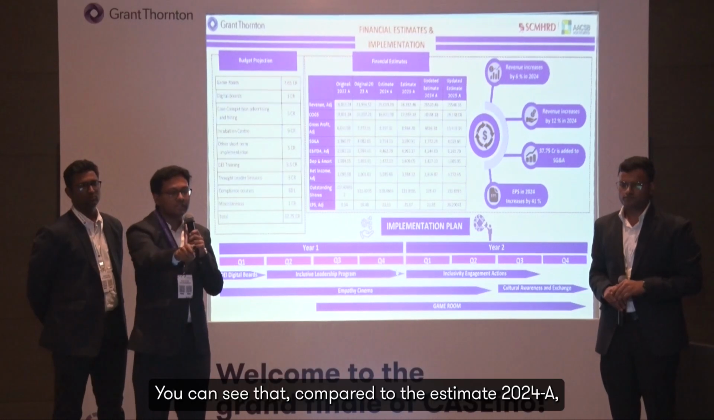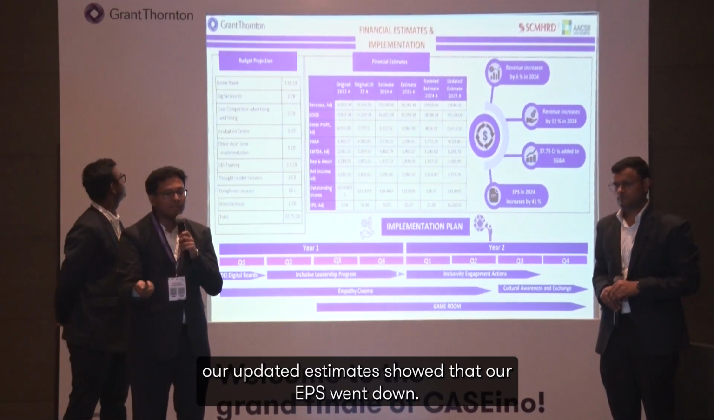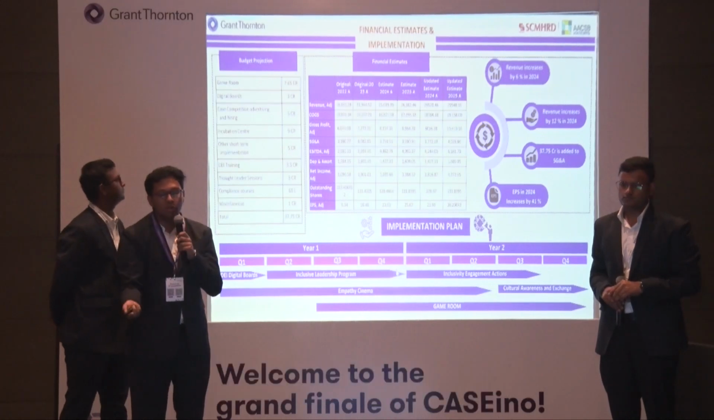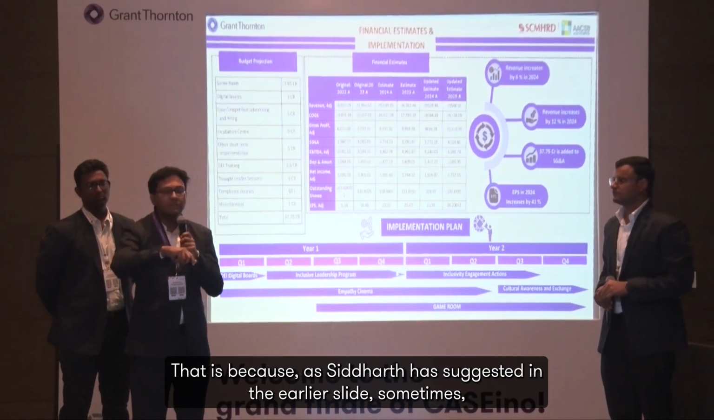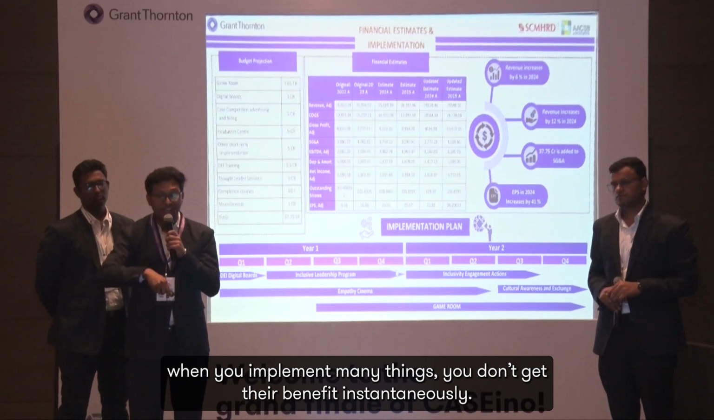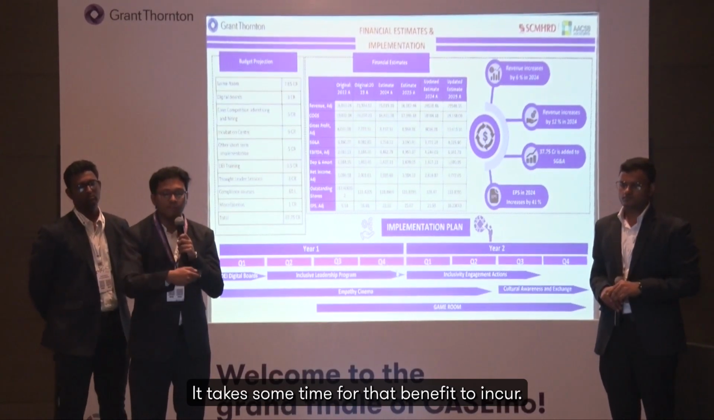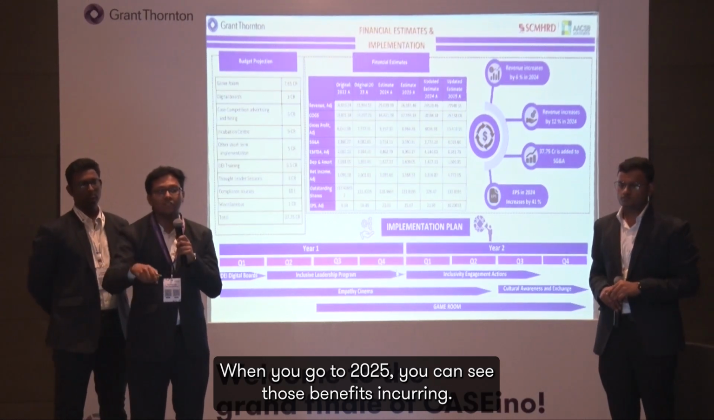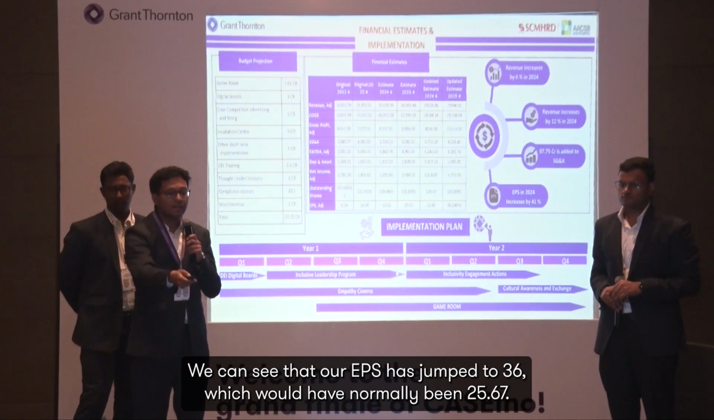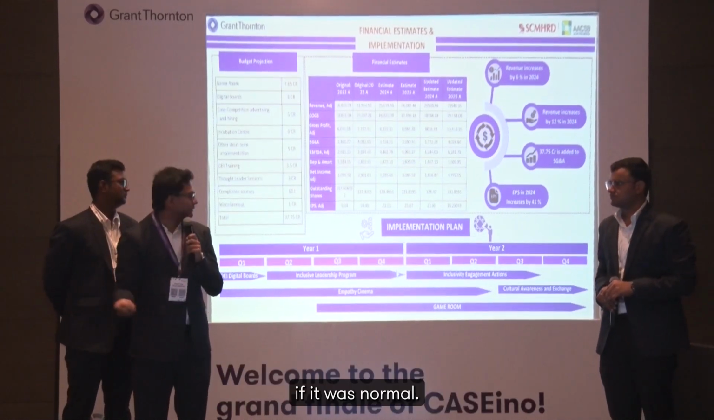As you can see, compared to the estimate 2024A, in the updated estimate our EPS actually went down. That is because, as Siddharth had suggested in the earlier slide, sometimes when you implement a lot of things, you don't see the benefit of it instantly. It takes some time for that benefit to accrue, and if you go to 2025, you can actually see those benefits accruing. We can see that our EPS has jumped to 36, which would have been 25.67 if it was normal.